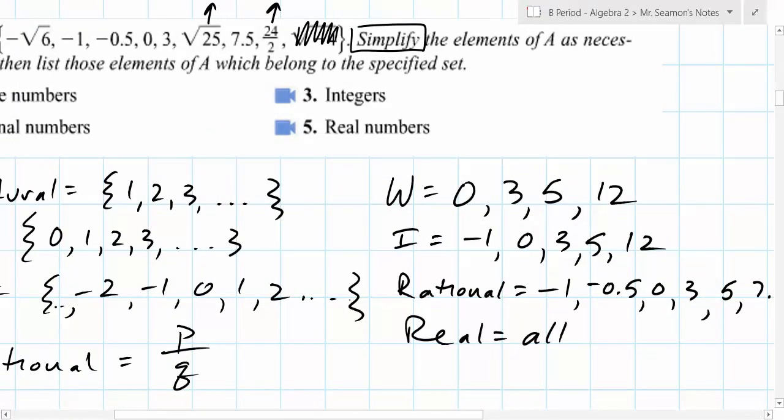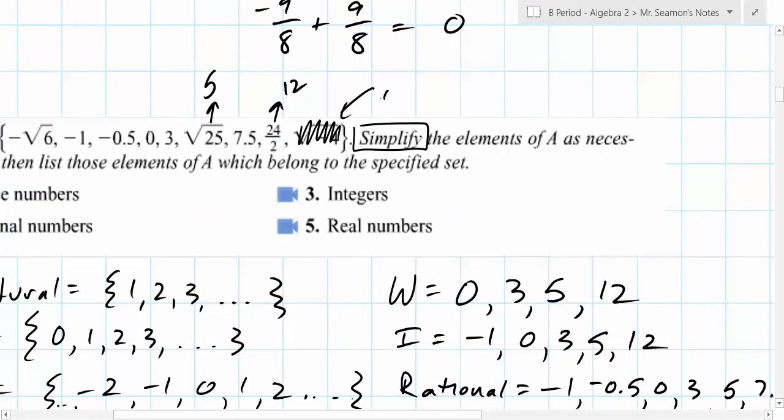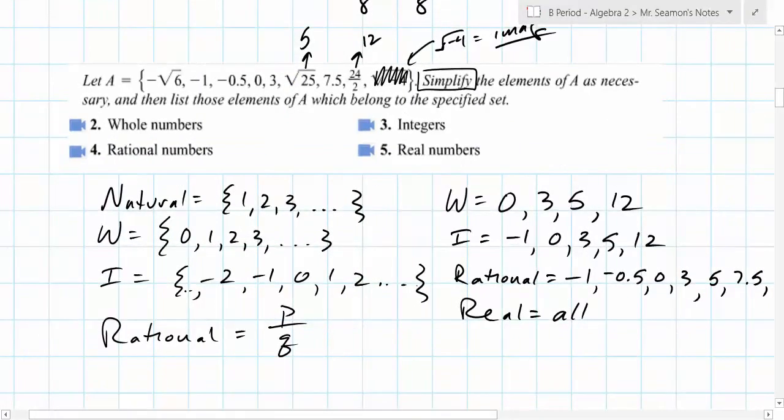And then, what are the real numbers? All of them. I took away this one. This was the square root of negative 4, which is imaginary. We haven't talked about those, so I'm not adding those in. But you have to list them. You have to know what the sets are.